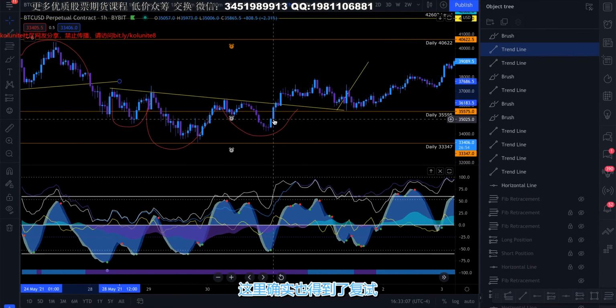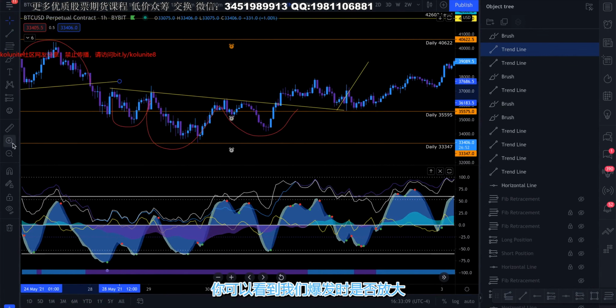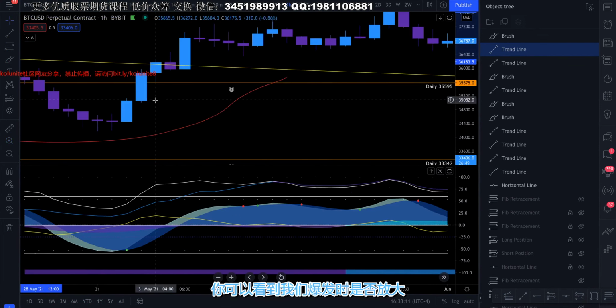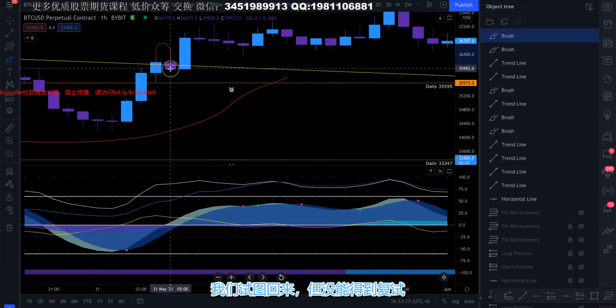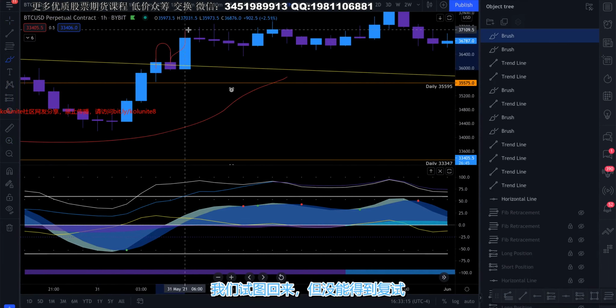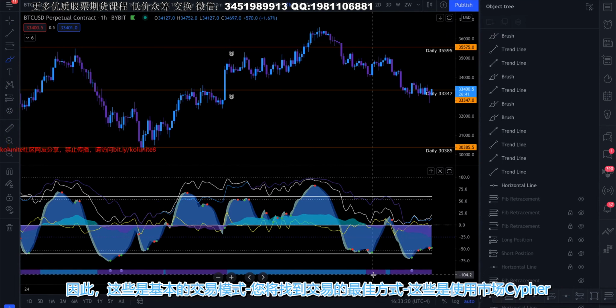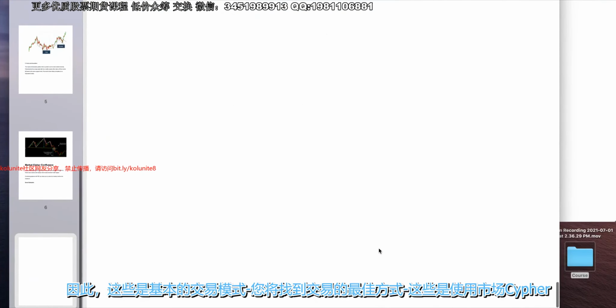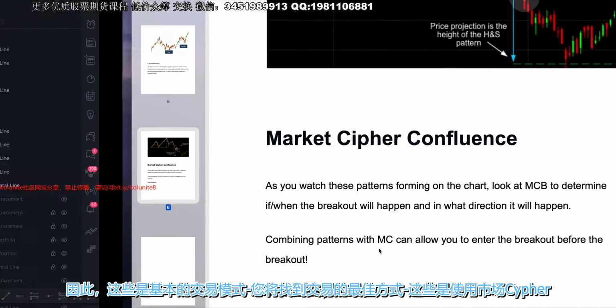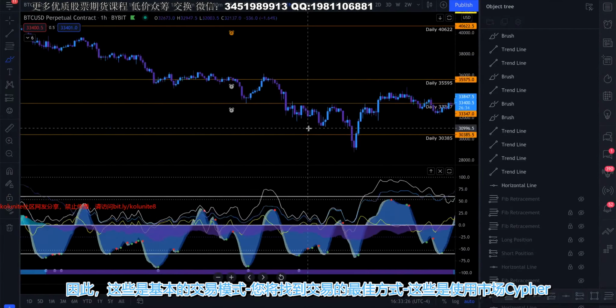This head and shoulders here did also get a retest. You can see if we zoom in, when we broke out, we tried to come back in, we're unable to, got the retest. This would have made for a really good long position. So these are the basic trading patterns that you're going to find. The best way to trade these is to use Market Cipher Confluence.